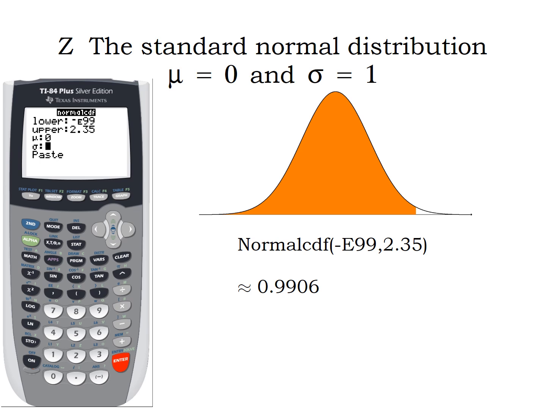Everybody's going to start the same way to get to the normal CDF function. Then we have to tell the calculator our limits. When we execute this function, we should see the 0.9906. And that's what we said the answer should be.